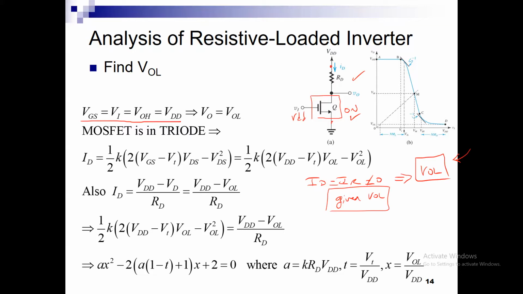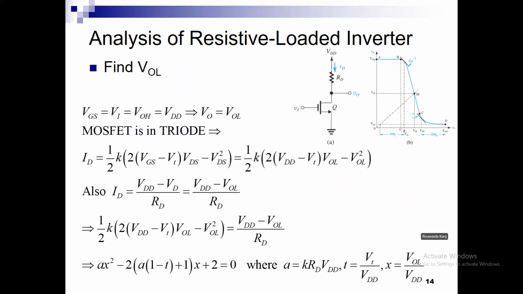If it gave me VOL but did not give me the transistor characteristic, did not give me what W by L is, can I find what the current is? But I have the R value. Can I find what the current flowing from VDD is? Just Ohm's law: VDD minus VOL over R. Exactly. So the current will be equal to VDD minus VOL over R.